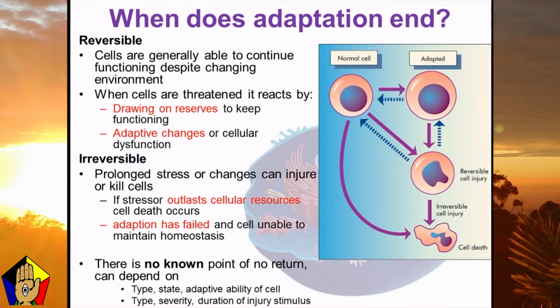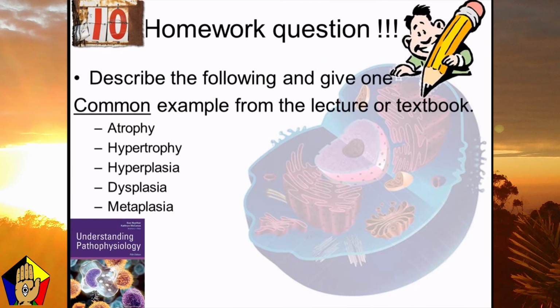And then the final question right here. You can go ahead and pause, write these down, but I just want you to go through and make your own review of the slides. So what is atrophy, hypertrophy, hyperplasia, dysplasia, metaplasia? And just give me one common example, either one I gave in the lectures or one from the textbook.